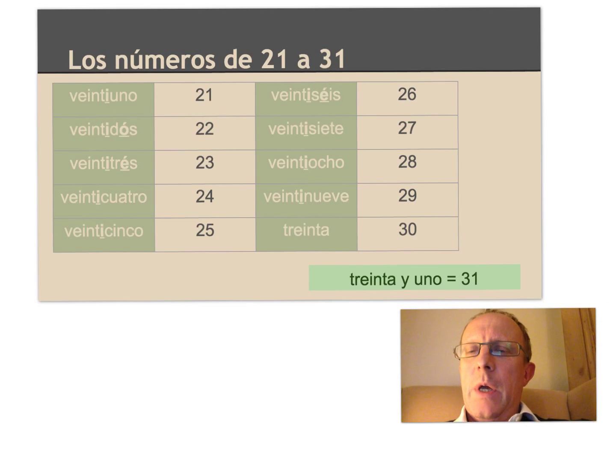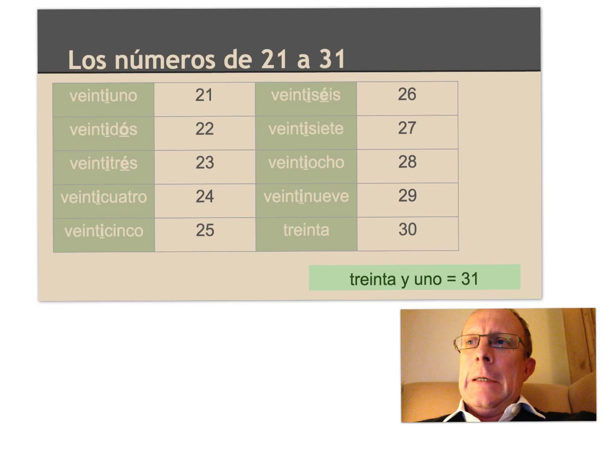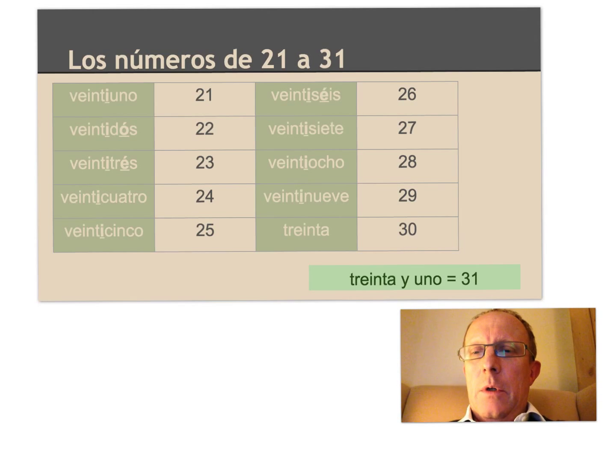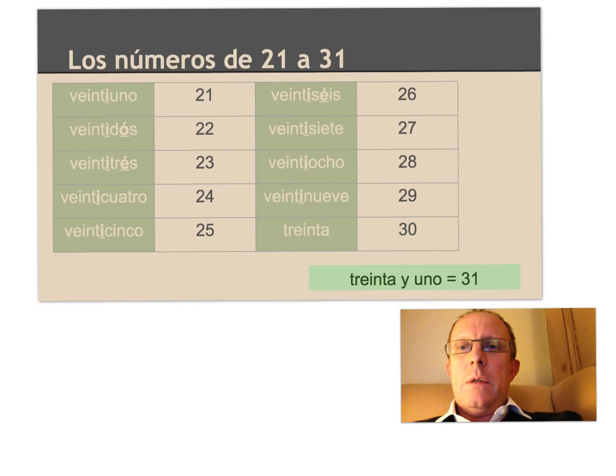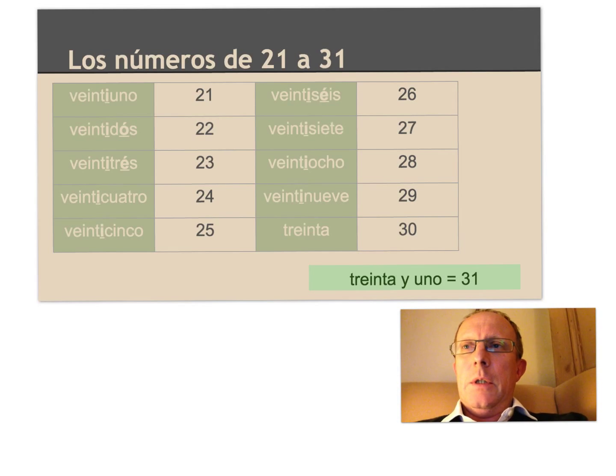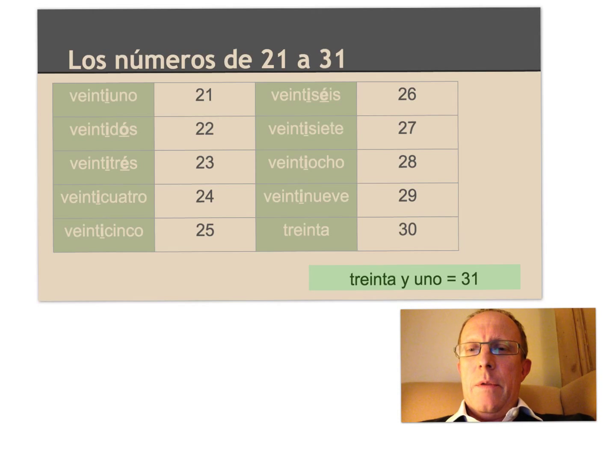Okay, so next we come to the numbers from 21 to 31. You can see them up above me on the screen, and I'll just run through the pronunciation of them again for you quickly. Here we go: 21, 22, 23, 24, 25, 26, 27, 28, 29, 30, and then 31 at the bottom there, 31.